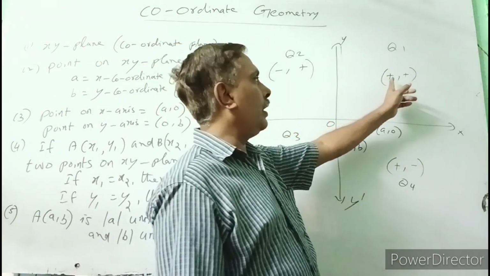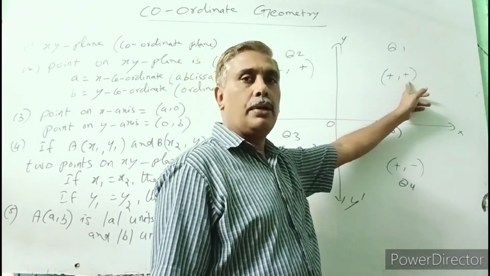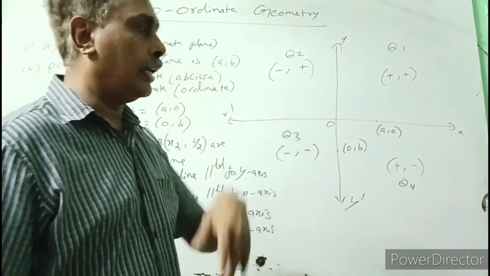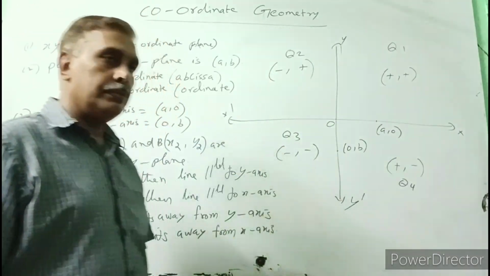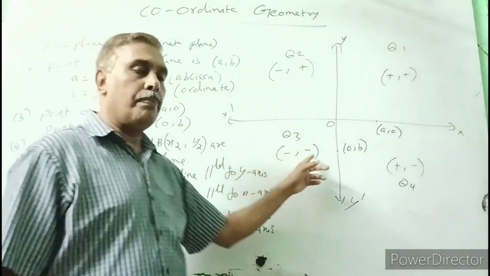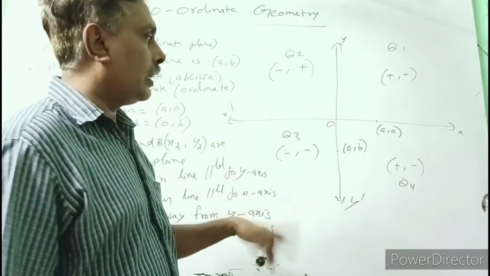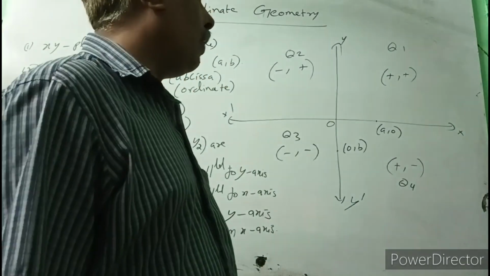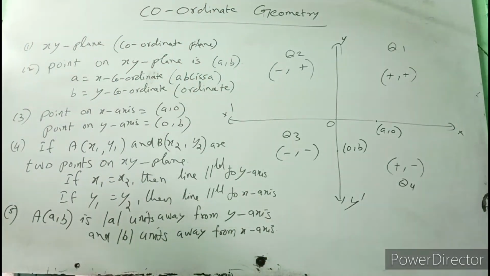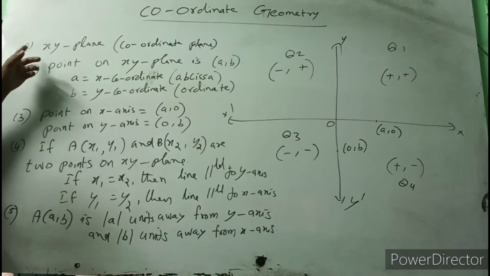In the first quadrant, both x and y will be positive, as learned in 9th standard. In the second quadrant, x is negative, y is positive. In the third quadrant, both of them are negative, meaning x and y both are negative. And in the fourth quadrant, x is positive and y is negative. Now let's see some of the observations written here.